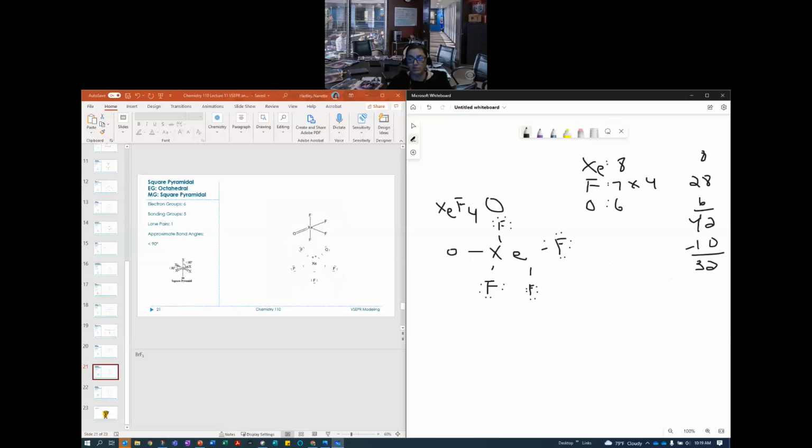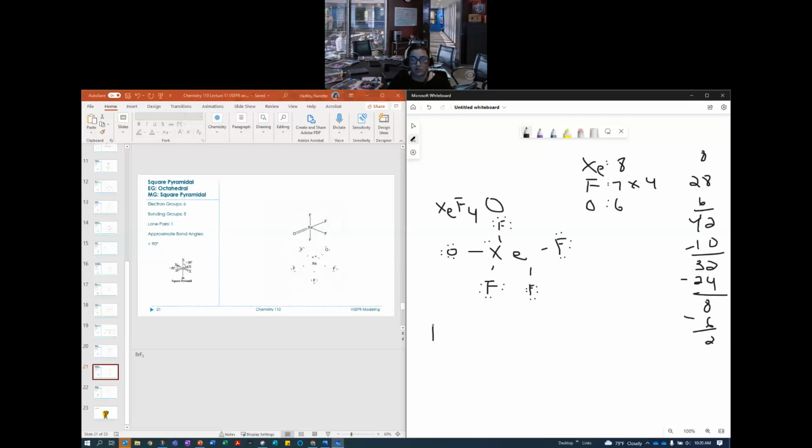So 4 times the 6 is 24, which gives me 8 left over. Now we do our oxygen, 2, 4, and 6 there. That leaves me with 2 more that I need to distribute, and so I can put those initially as a lone pair on the Xe.